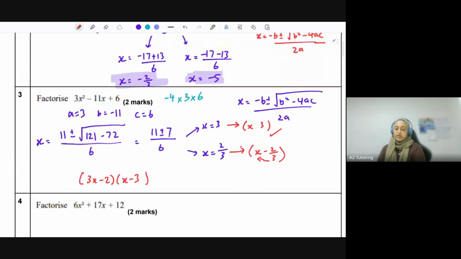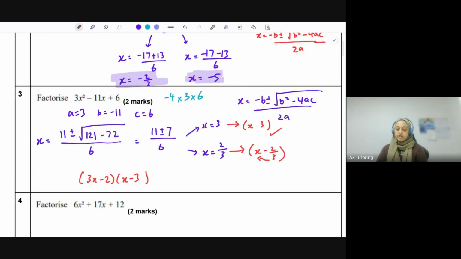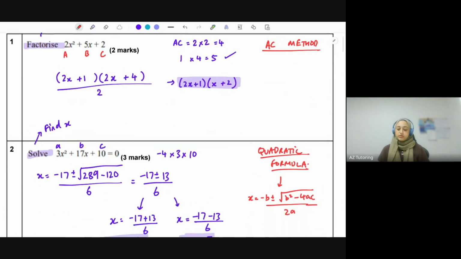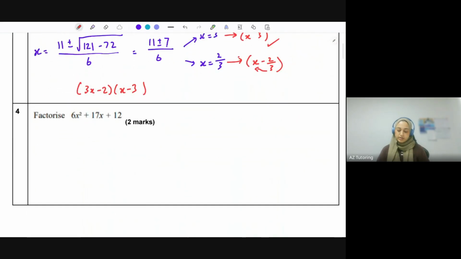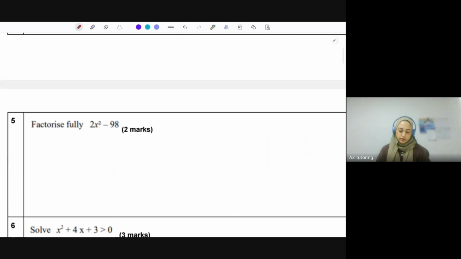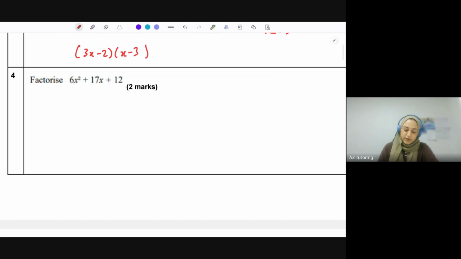Okay, so that's how you factorize it with the quadratic formula method. You've also got the AC method as well. So you can use one of them too when you're factorizing. So AC method or factorizing like that. I'll do the quadratic formula method again, just so you can see in another example. So factorize fully. So remember, factorize means putting it in brackets.